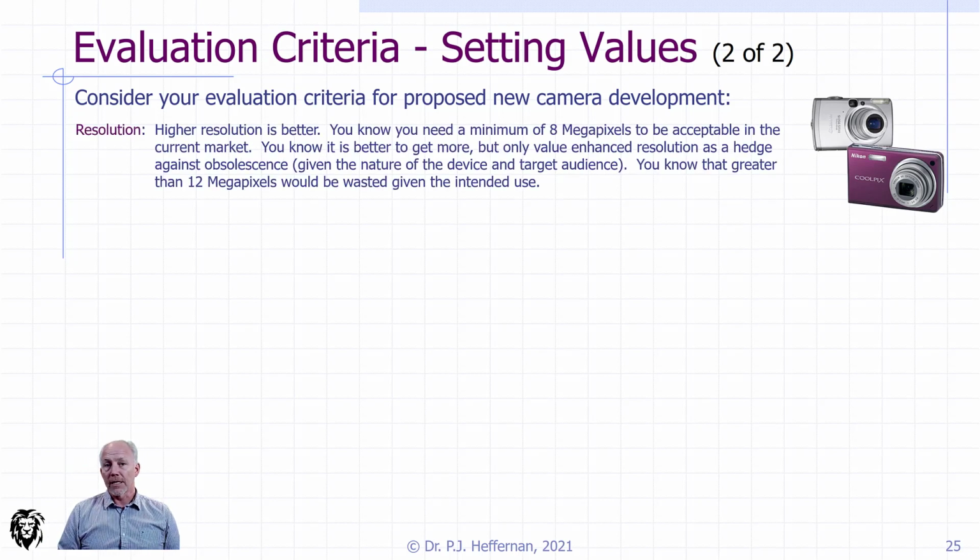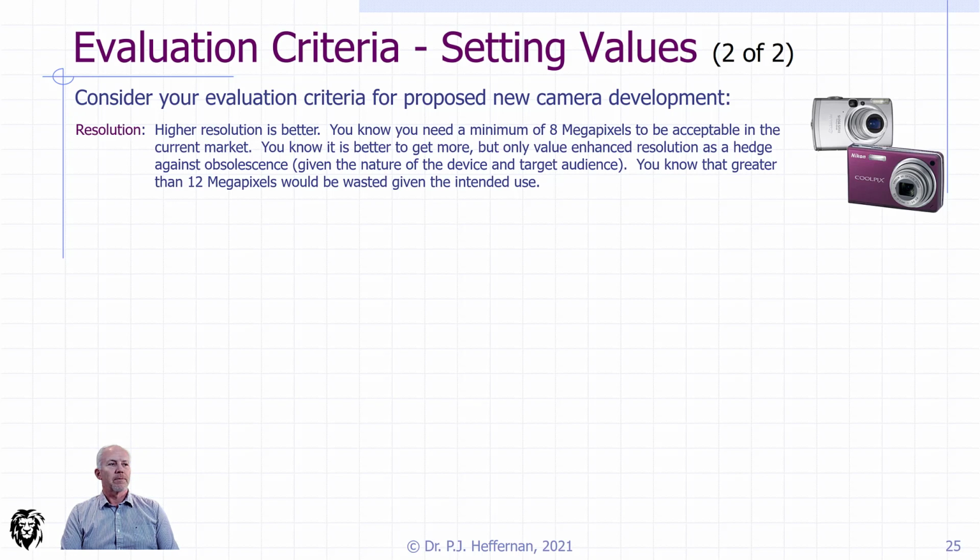And we're considering resolution. In contemplating what we want to value and how we want to score this, this is the picture posed to us: we know that higher resolution is better. That kind of goes without saying. But we also know that we need a minimum of 8 megapixels for it to be acceptable in the current market. Below that, we're going to miss the audience. They're not going to be interested in our product.